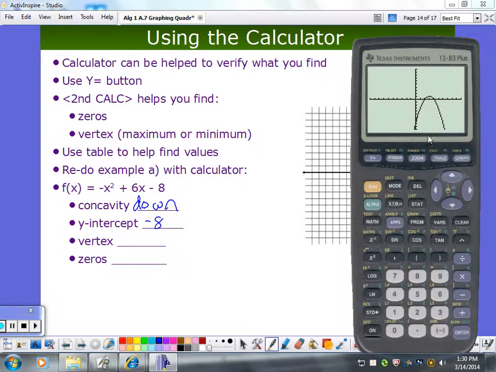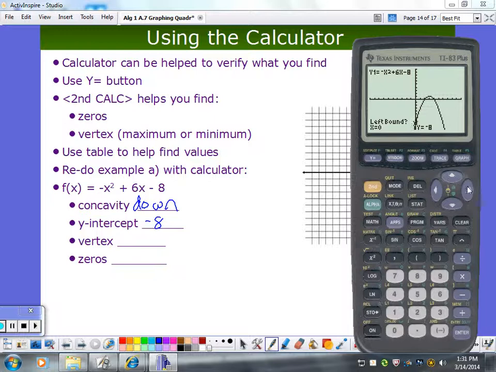Let's review what we do. The vertex, where is that? That's this, right? How am I going to find its value? Is it a maximum or a minimum? It's as big as we get, so it's a maximum. You're going to hit the calc function, and what are we going to hit? Number 4 to find the maximum.